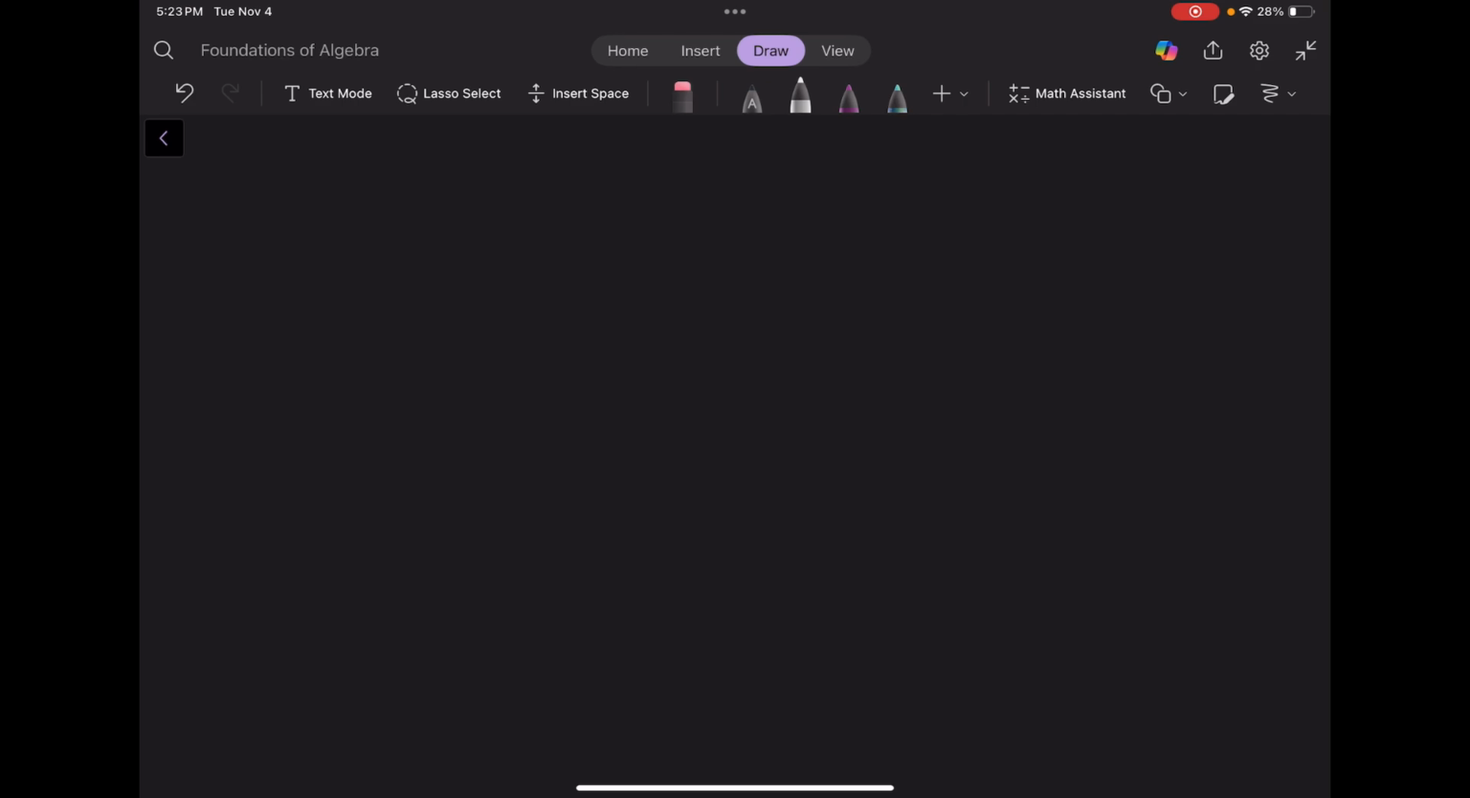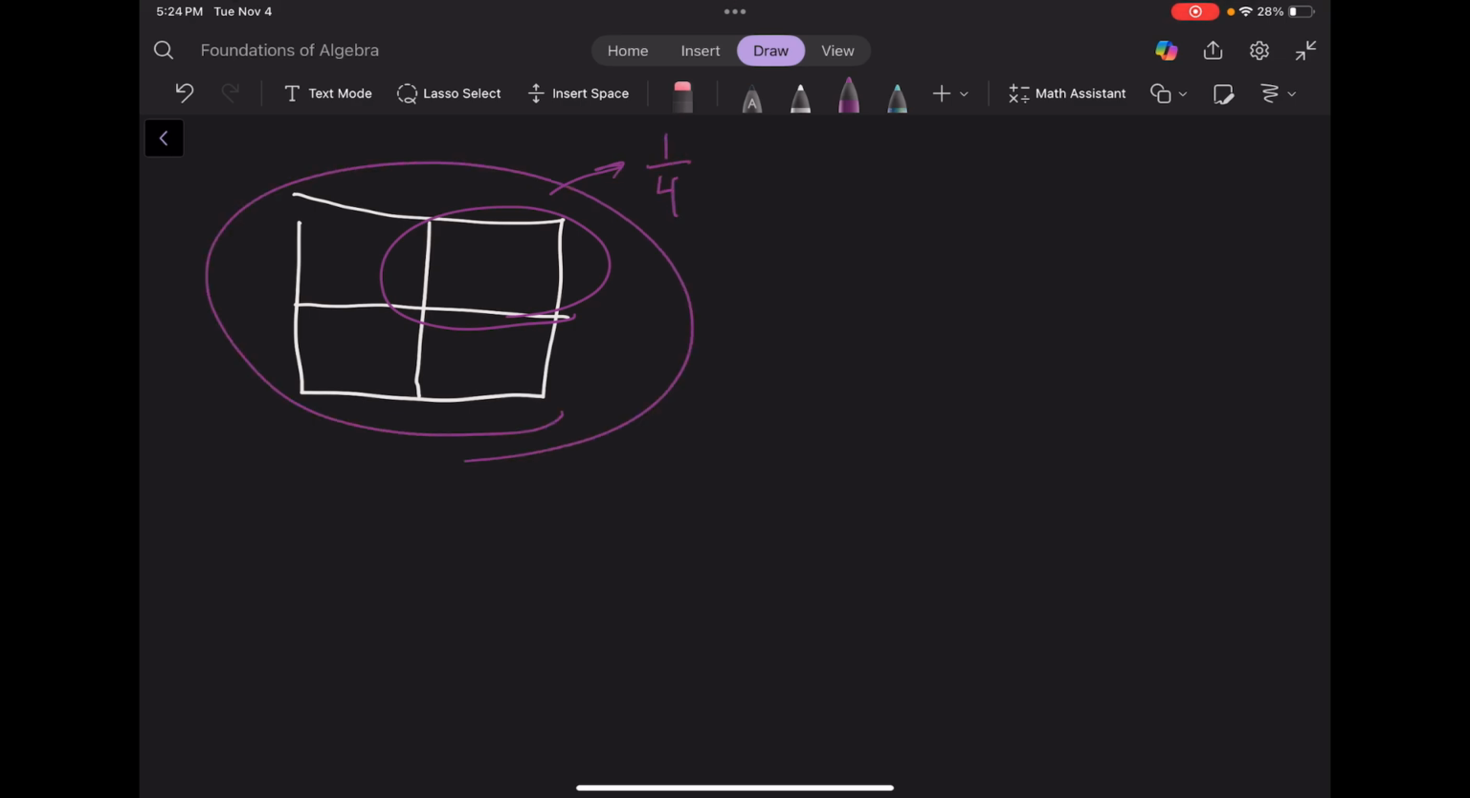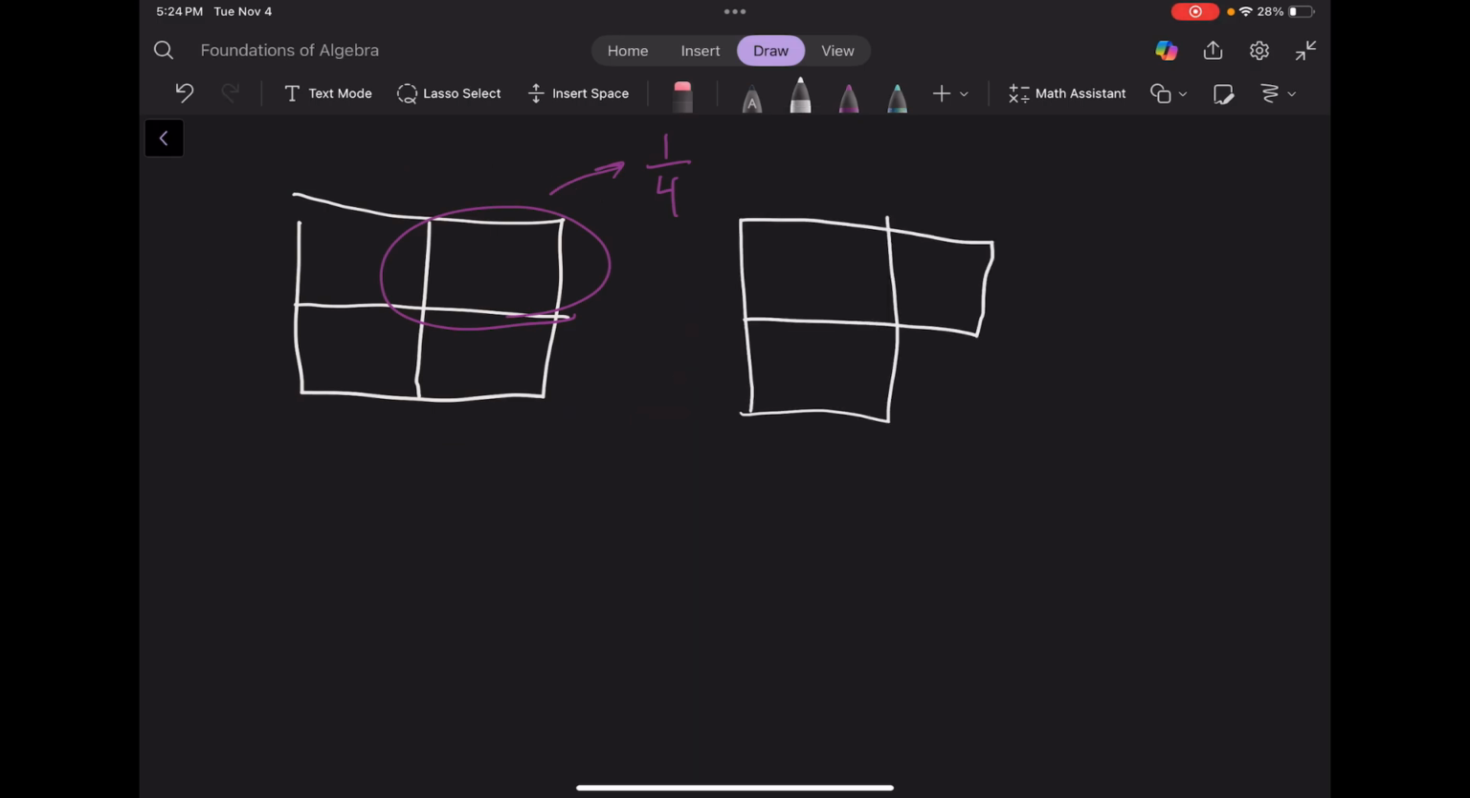One way that we can visualize fractions is, let's say we have a square, and inside of this square is 4 smaller squares. If I were to look at just this one square, that is 1/4 of the whole square. And then I have 3 more squares, and I'm doing groups of 4.